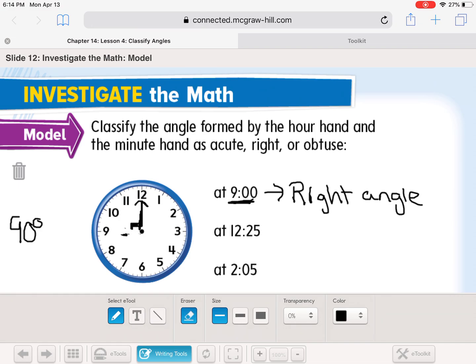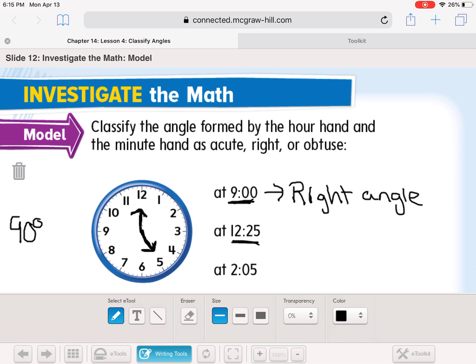All right, let's try with the next one. The next time that it's going to tell me is 12:25. I'm going to move the hour hand, and I'm going to start with my endpoint, and have it point towards the 12. And then I'm going to move my minute hand to the 25 minutes, which will be at the 5. So there I made 12:25.